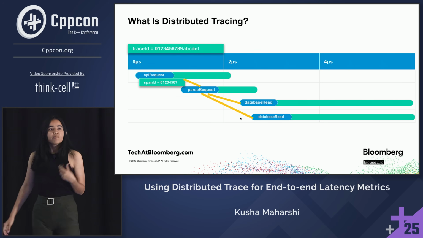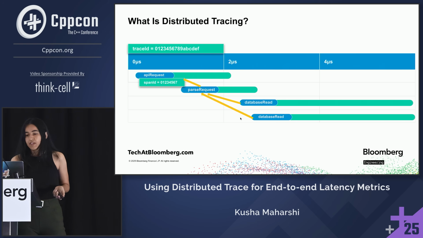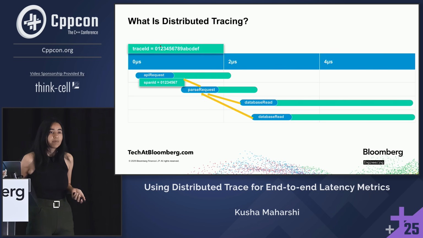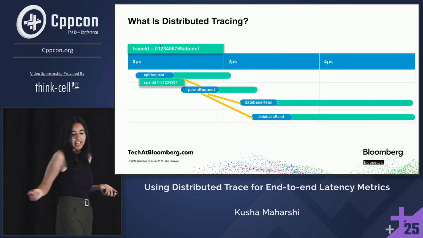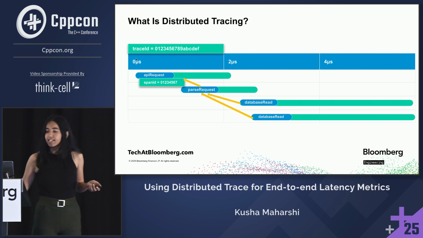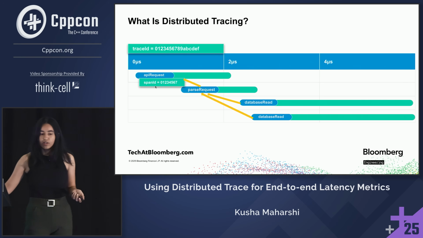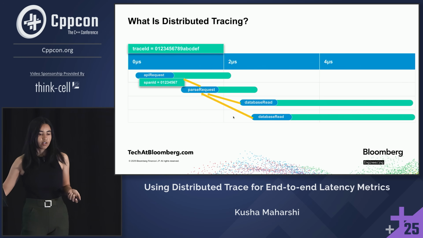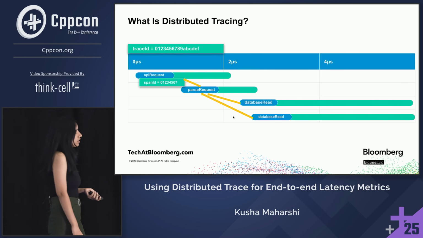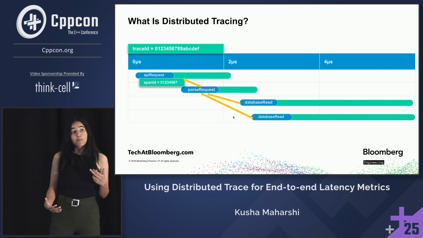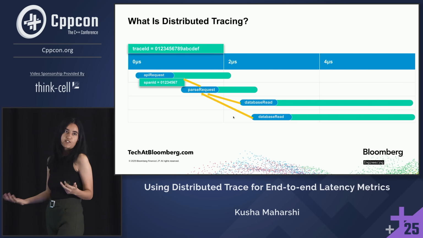Now, some salient features about distributed trace. Every trace is identified by a unique trace ID, and every span in a trace is identified by a unique span ID. Also, you will notice that I've got these yellow arrows pointing here. These arrows are essentially signifying parent-child relationships between different spans.